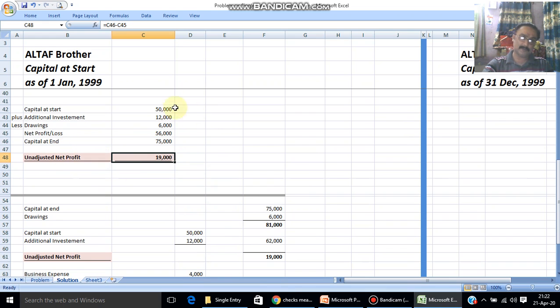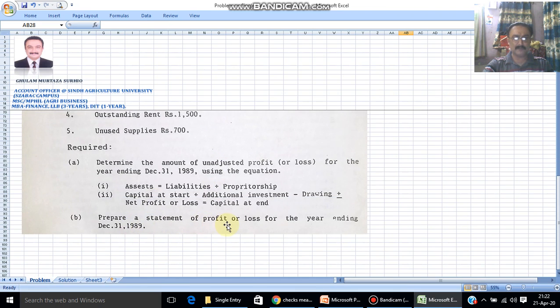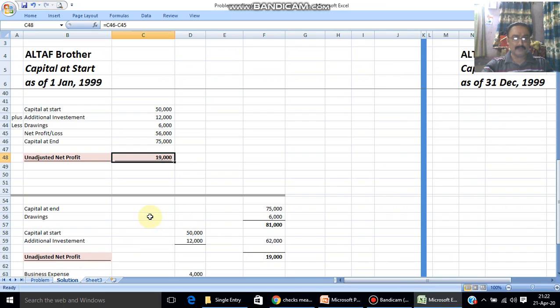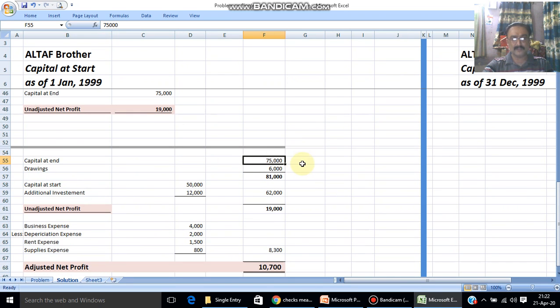And again, this is the unadjusted profit, but what is adjusted profit? Let's come over there in the problem. Again there is a requirement: prepare a statement of profit and loss for the year ending December 31st, 1989. That would be our adjusted profit. I have tried to solve it as well. Capital at the end was 75,000 rupees and drawings were 6,000 rupees. These both will be added, 81,000 rupees. Then capital at start was 50,000 rupees and additional investment was 12,000 rupees. When we add these both, we have a balance of 62,000 rupees. This is our capital at start plus investment. Unadjusted profit was 19,000. Now from 81,000 we have deducted 62,000 rupees.